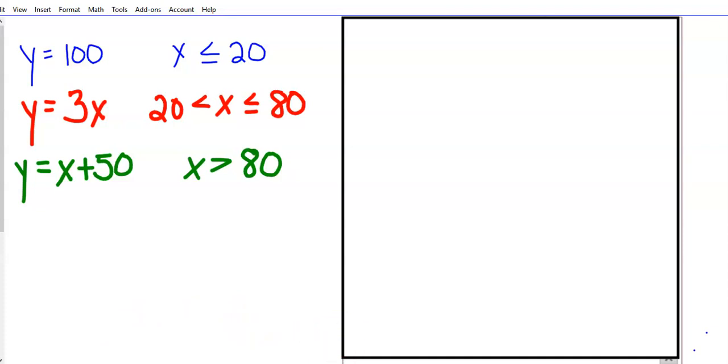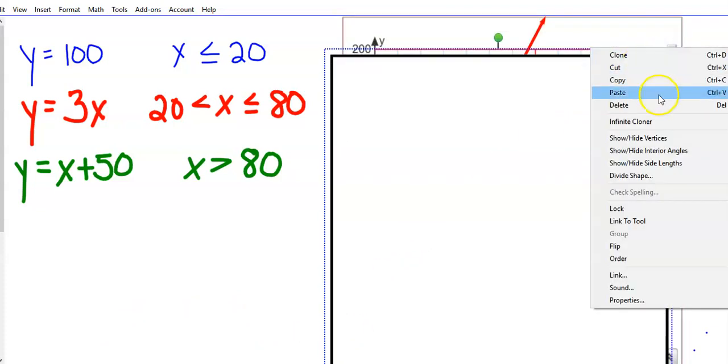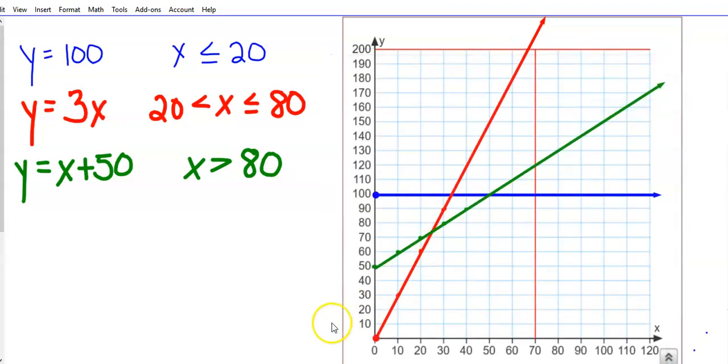Now let's look at this. I'm going to see if I can delete this square. There we go. Okay, the blue function, the y equals 100, is represented by this blue ray right here, because it does stop right there. So that blue ray is the y equals 100. No matter what x is, y is 100.